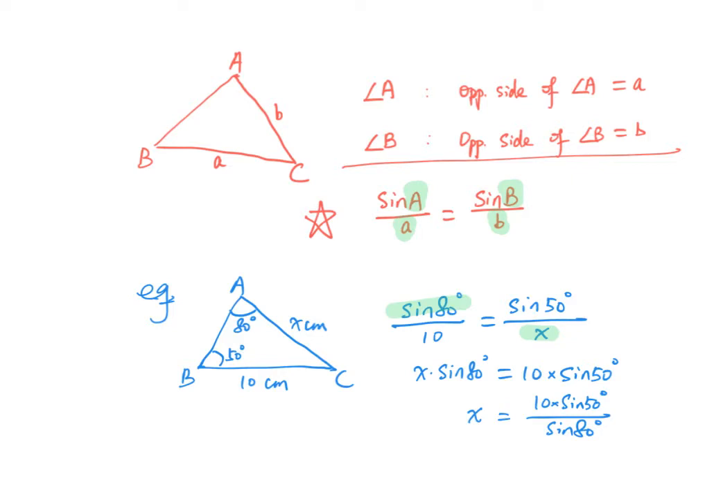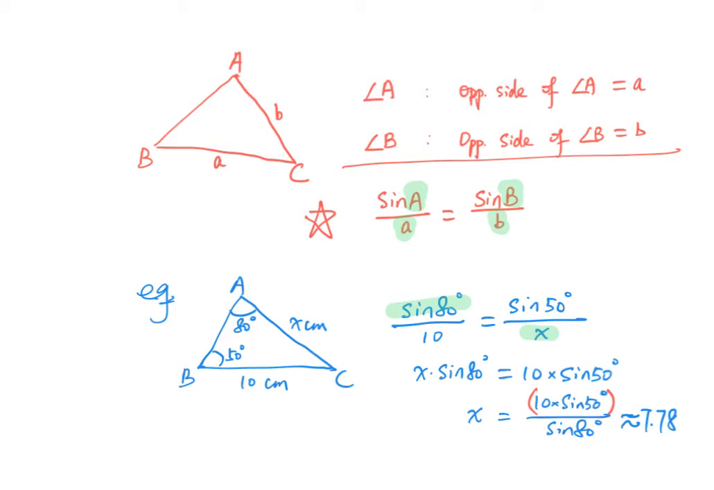And then using your calculator, beware, you need to put a bracket when you use a calculator. So the answer should be 10 times sine 50 over sine 80. Let's check it in the calculator. The answer is 7.78, correct to 3 significant figures. So this example just demonstrates how to find the unknown side.